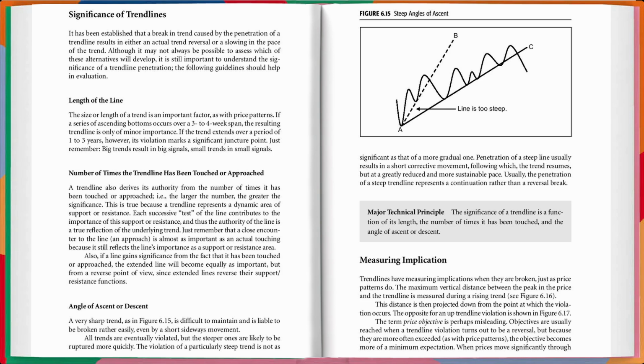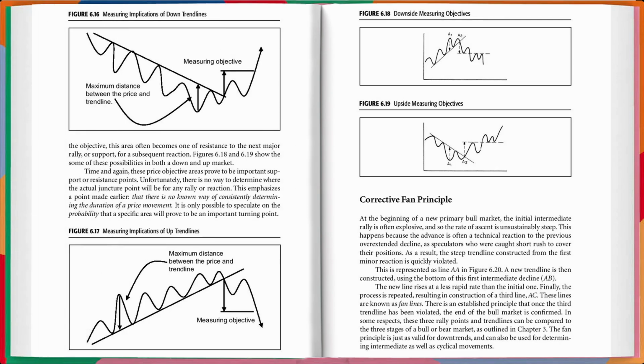The term price objective is perhaps misleading. Objectives are usually reached when a trendline violation turns out to be a reversal, but because they are more often exceeded, as with price patterns, the objective becomes more of a minimum expectation. When prices move significantly through the objective, this area often becomes one of resistance to the next major rally or support for a subsequent reaction. Figures 6.18 and 6.19 show the sum of these possibilities in both a down and up market.